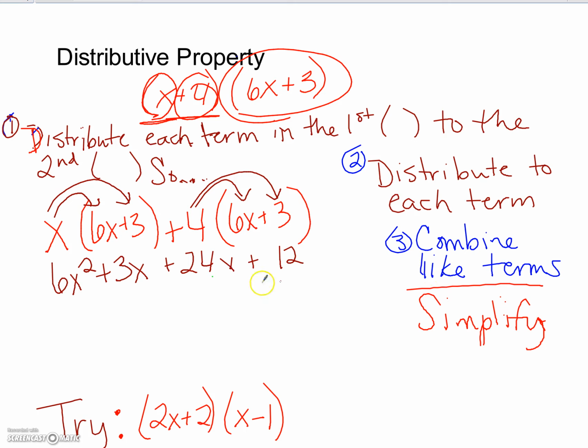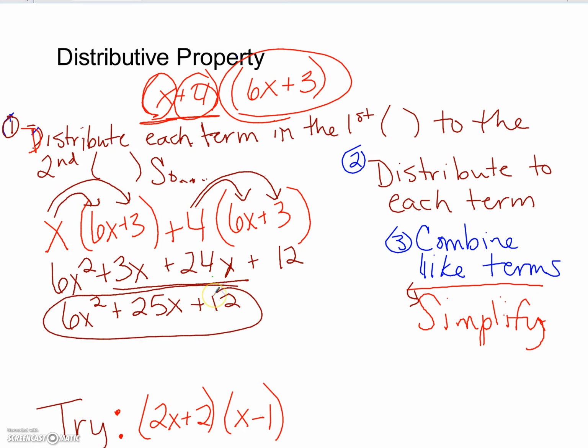Then you're going to combine your like terms. We don't have any other x squared, so we can bring it down. 3x and 24x are our like terms, so we can combine those. And then 12 is by itself, so it is done. Combining like terms, you might hear that as simplify, same thing. That is as far as you can go, and you have just multiplied a binomial times a binomial, giving us a trinomial.